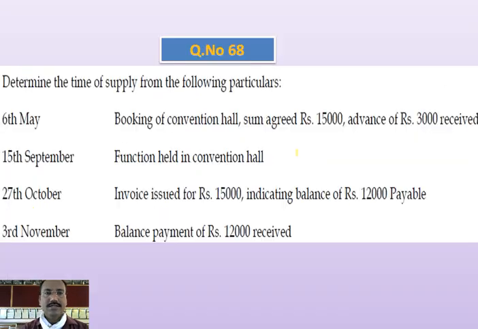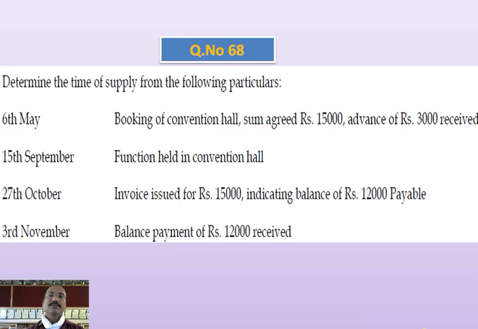Move to the 68th question now. What is the 68th question? Determine the time of supply for the following particulars. First I will read. 6th May, booking of convention hall agreed for rupees 15,000. So convention hall is agreed for how much? 15,000 rupees. Advance 3,000 rupees taken.